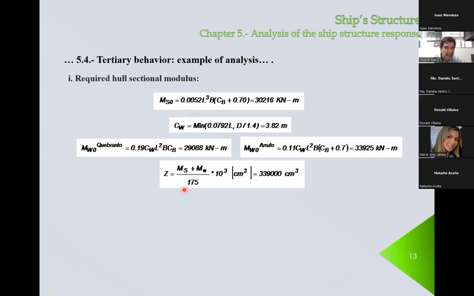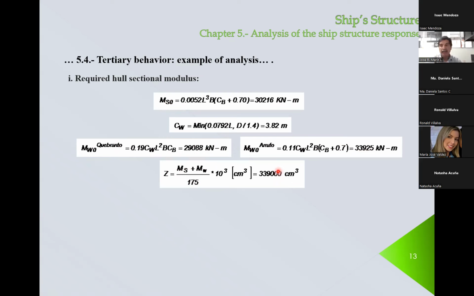Basically, this is the stress that he's thinking. This is allowable stress. This is the bending moment, still water plus waves, and the result is this. So this is the required section modulus for the whole section. You have this plus that because they have the same sign, divided by 175, and this is the result.